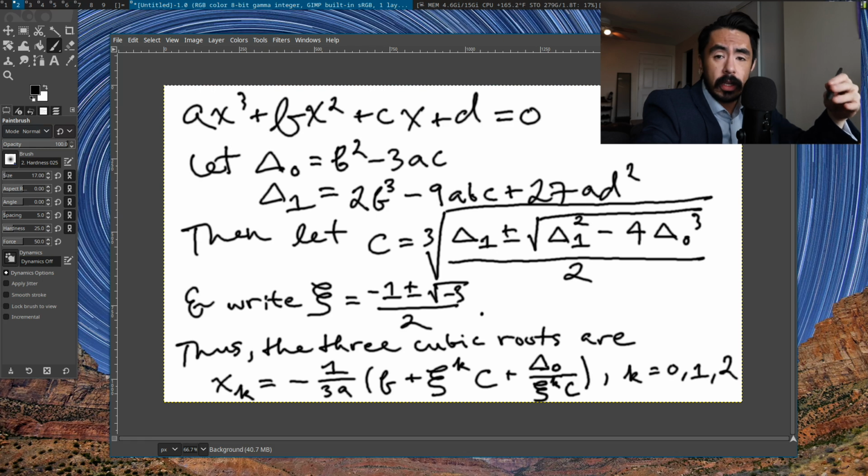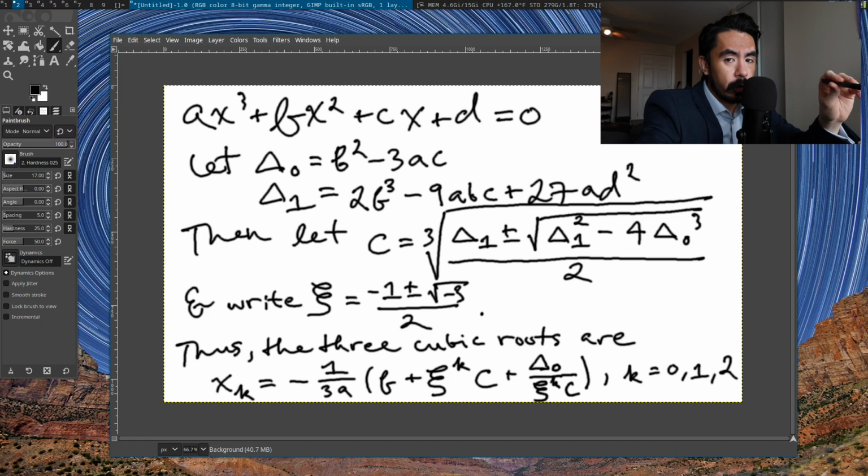Then you let, again, for the sake of writing, we're going to introduce c and, is that an omicron or an epsilon? I'm not sure. It's another Greek character. I'm sorry. But we have c, which is equal to the cube root of delta 1 plus or minus the square root of delta 1 squared minus 4 delta naught cubed, all over 2. And we write that this omicron, I believe, is equal to negative 1 plus or minus the square root of negative 3 all over 2.